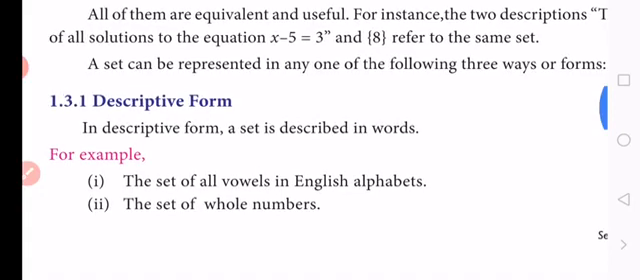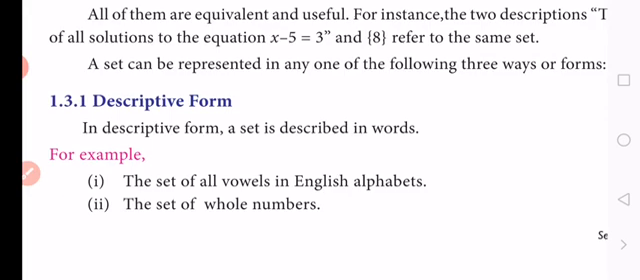So if an example is given, we should know how to write that example in each of the three forms, or how to convert one form to another form. If any example is given, then we have to know how to change one form to another form. It is very, very important.